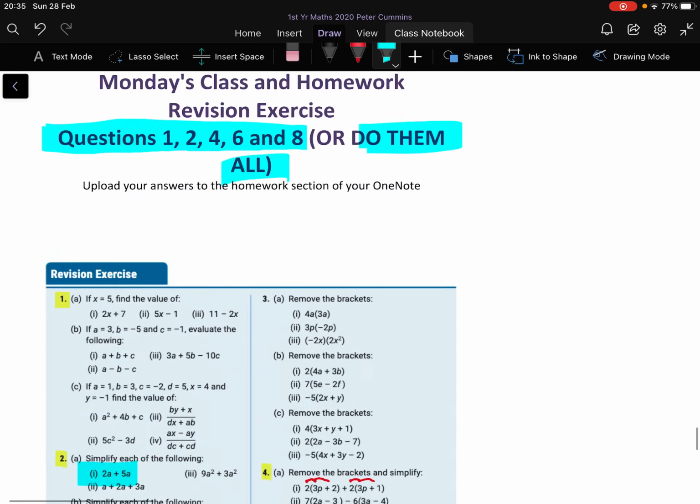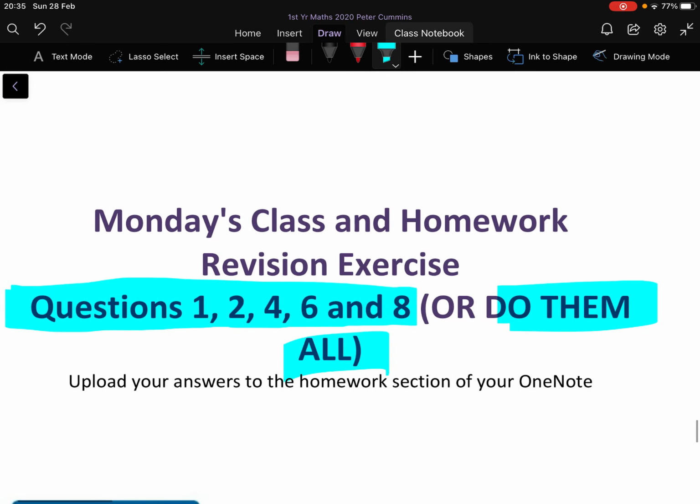Okay, so those are the ones you have to do. 1, 2, 4, 6, and 8. If you're flying through them, do them all. The more practice, the better you're going to get at this.